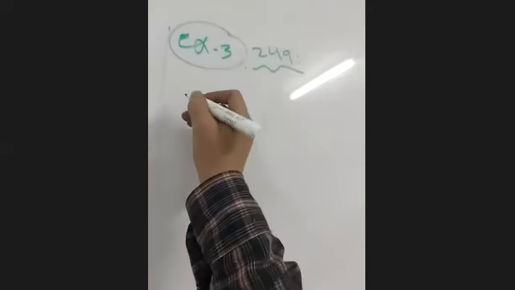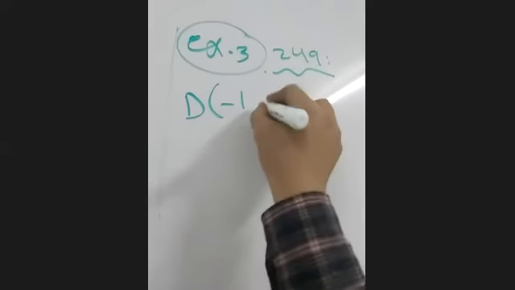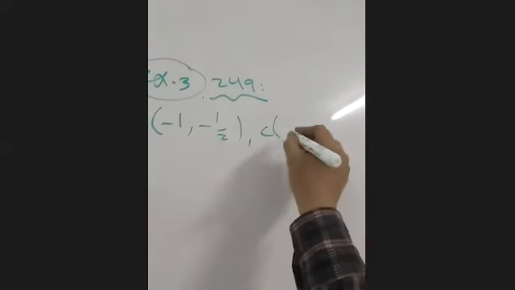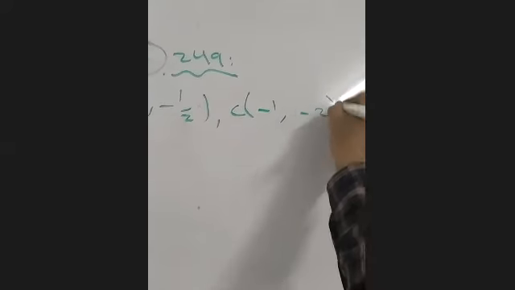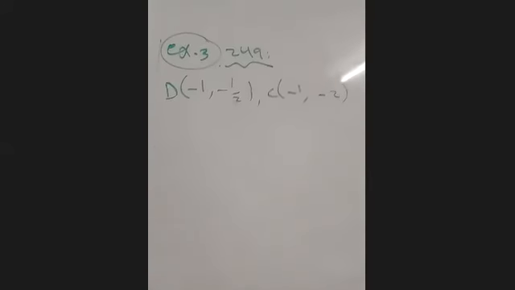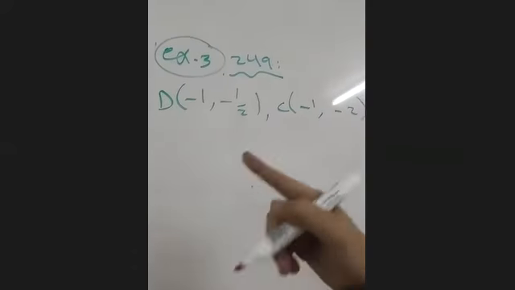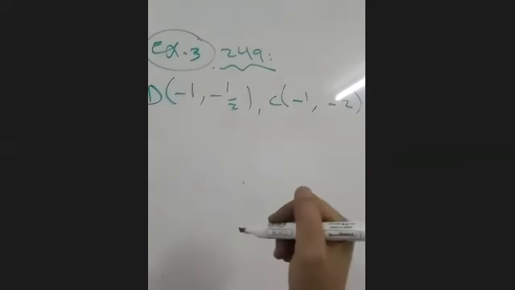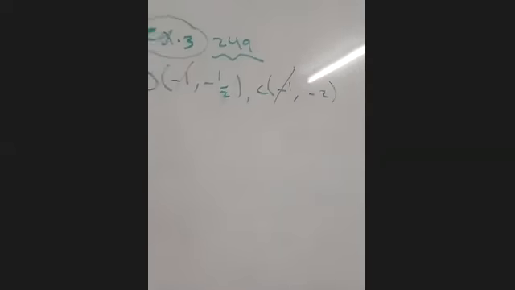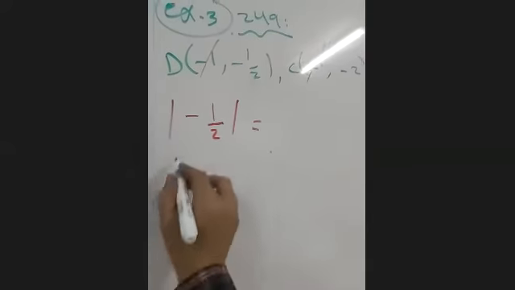Sorry, Amir, quickly. The 2 points: D, negative 1 and negative 1/2. And C, negative 1 and negative 2. Help me, Amir. Find the vertical distance. We will cross the negative 1 and negative 1. Then we will take negative 1 over 2 and negative 2 in the absolute value.